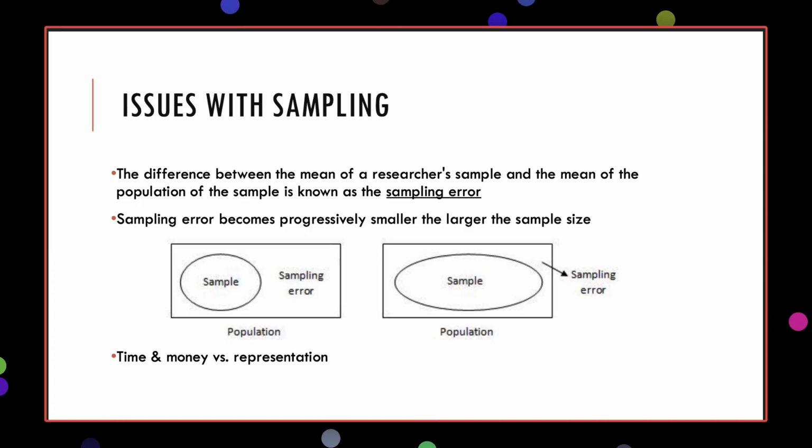More is usually better, but you hit diminishing returns. Going from 30 to 60 people helps a lot. Going from 3,000 to 6,000 people helps much less.